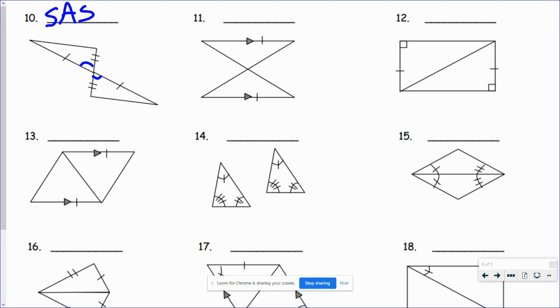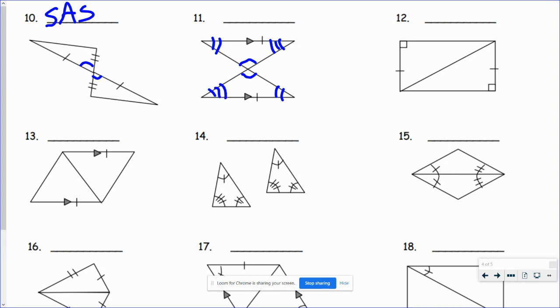11, we have 1 pair of sides marked congruent, and we also have that those 2 sides are marked parallel. So let's think about a couple of things. First of all, these 2 angles are vertical, so we could say that they're congruent. We could say that these 2 angles are alternate interior angles, and therefore they're congruent. We could also say that the last 2 sets of angles are alternate interior, and they are congruent.